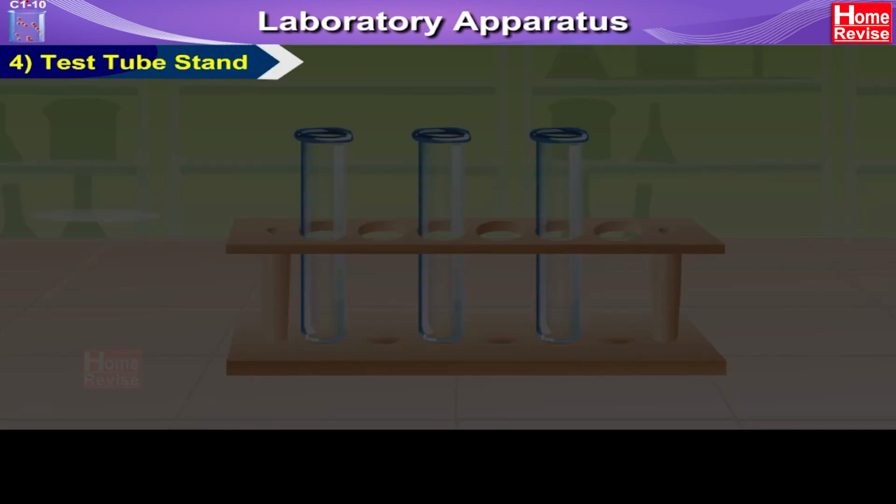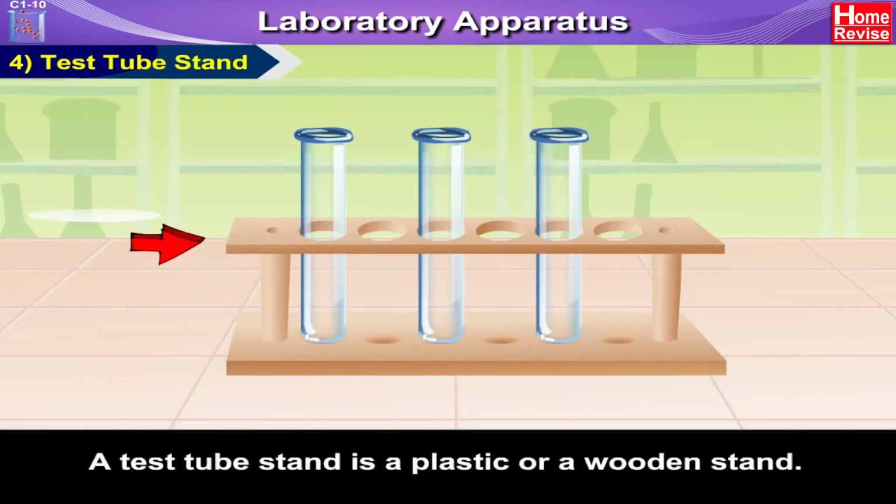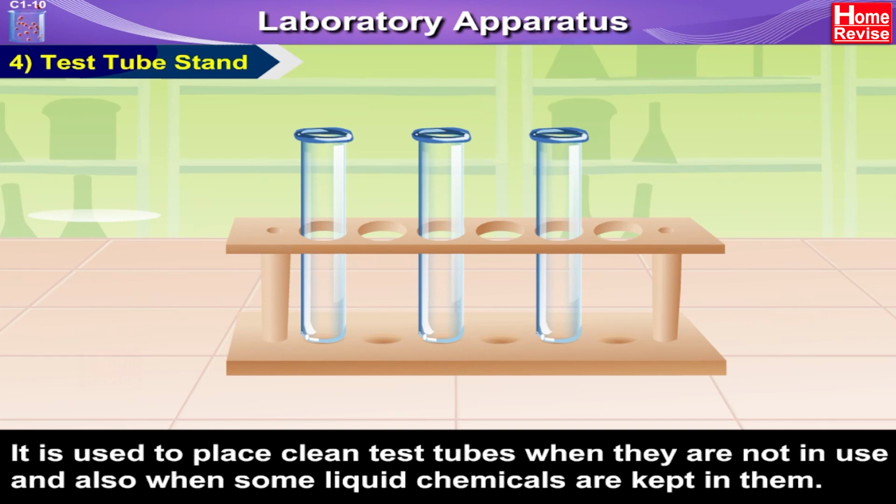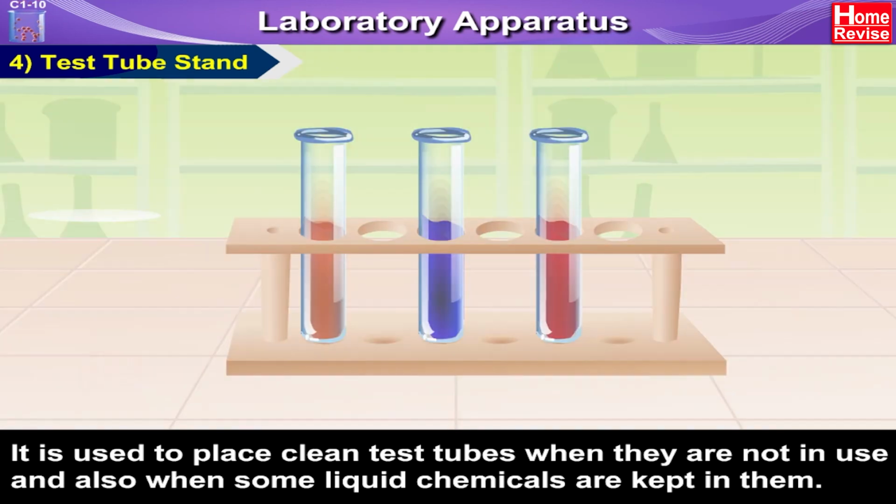4. Test tube stand. A test tube stand is a plastic or a wooden stand. It is used to place clean test tubes when they are not in use and also when some liquid chemicals are kept in them.